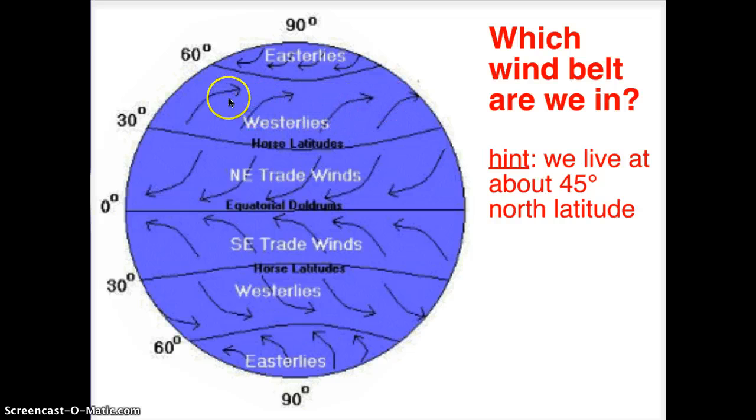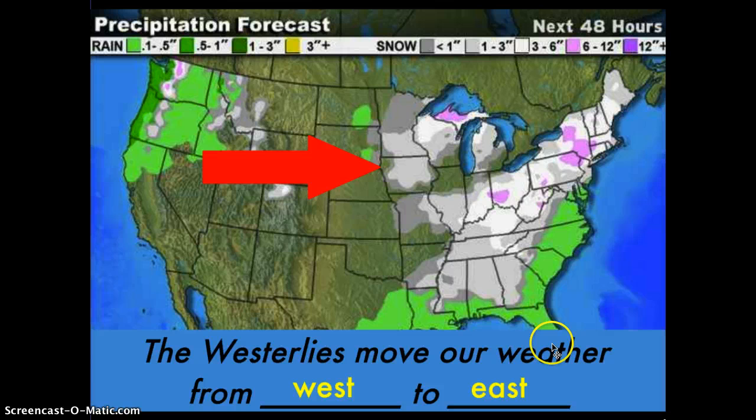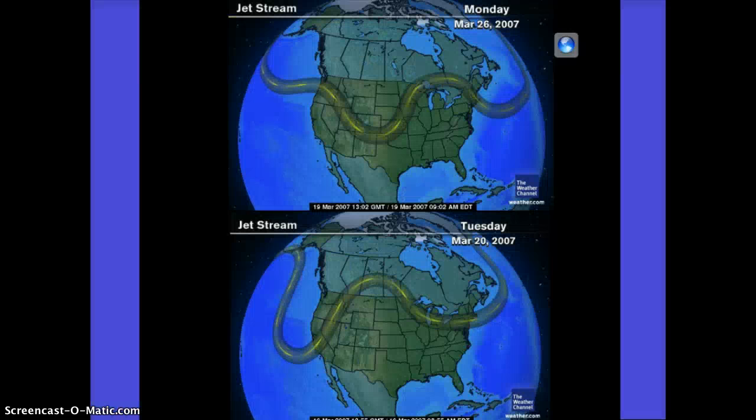So we are in the zone called the westerlies, which means weather gets moved from the west to the east. If we were to live at a different latitude, our weather would move in a different direction. All right. So again, just to recap, our weather comes from the west. So the next section of your notes is about something called the jet stream.